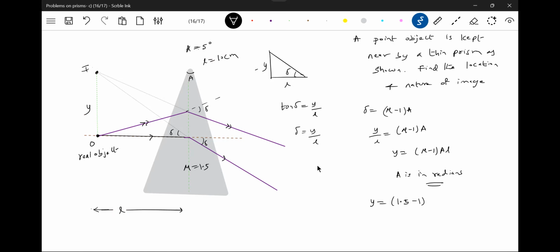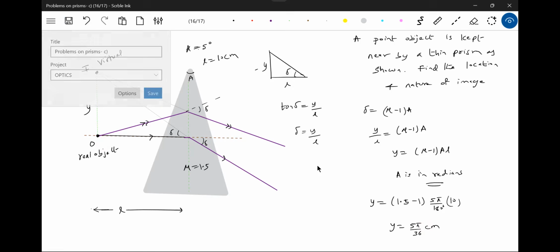Position of the image: the angle you have to convert into radians, so 5 pi by 180, into L, which is 10 centimeters. Solve this and you will get 5 pi by 36 centimeter. So the image will be virtual. What does a prism do? If you keep a real point object, it will form a virtual image.